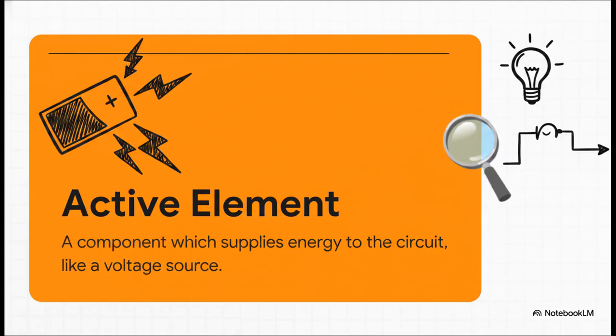First up, we have the givers. In engineering terms, these are called active elements. An active element is a component which actually supplies energy to the circuit. It is the engine, and as we've been discussing, voltage sources, like our trusty little battery, are the prime example of active elements. They serve as the heartbeat, constantly supplying that vital electromotive force to the entire system.